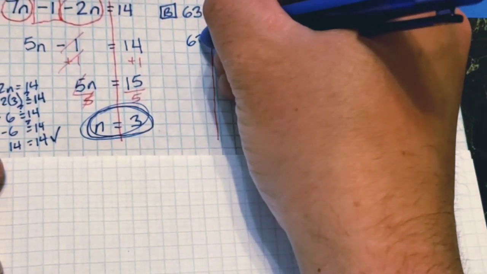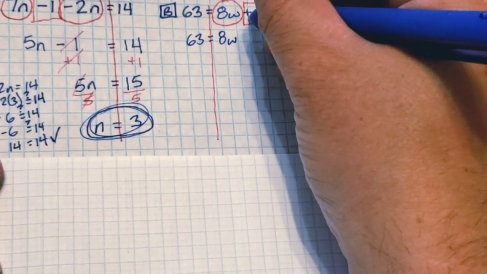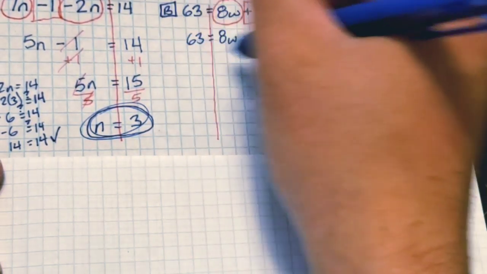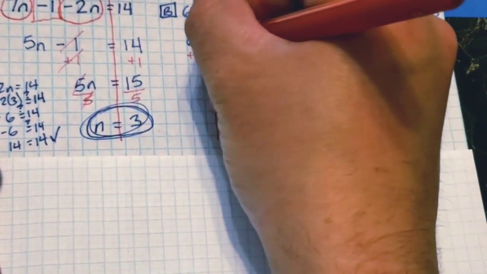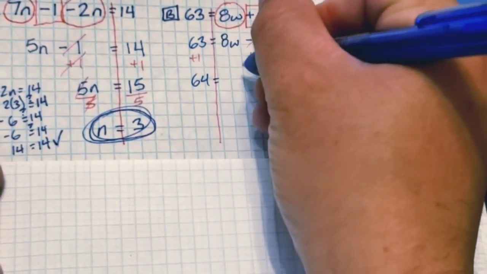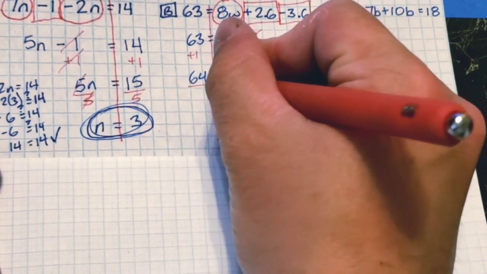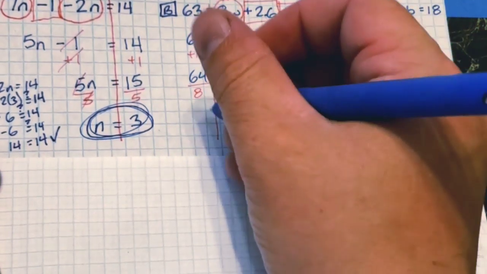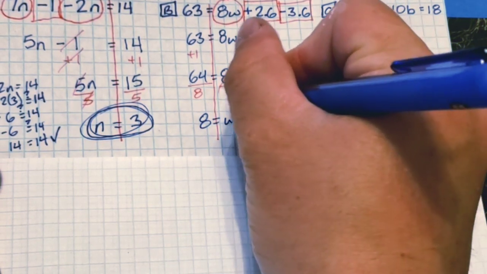All right, bring your 63 down. Bring your 8w down. Positive 2.6 minus 3.6 would give you negative 1. At this point, all that's left is a two-step equation. We're going to add 1 to both sides. 63 plus 1 is 64. Bring down the 8w. We're going to divide both sides by 8. 64 divided by 8 is 8. 8w divided by 8 would just be w.